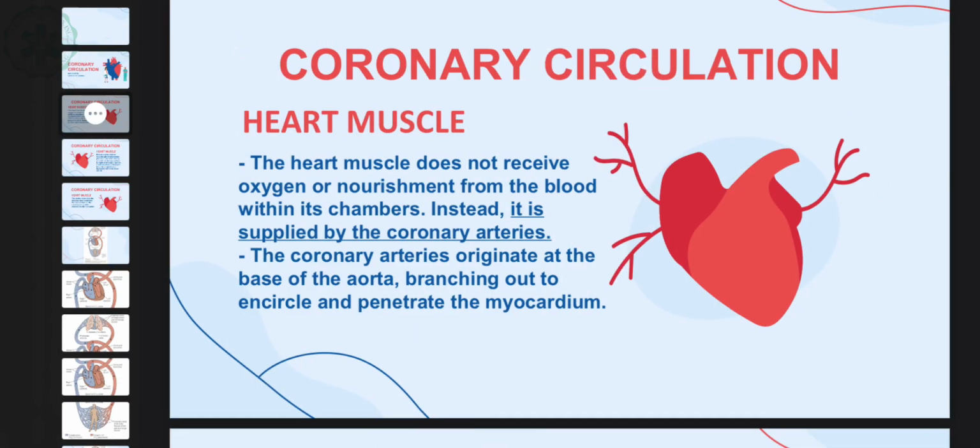Start off with the heart muscle. Heart muscle does not receive oxygen or nourishment from the blood within its chambers. Instead, it is supplied by the coronary arteries. The coronary arteries originate at the base of the aorta, branching out to encircle and to penetrate the myocardium.